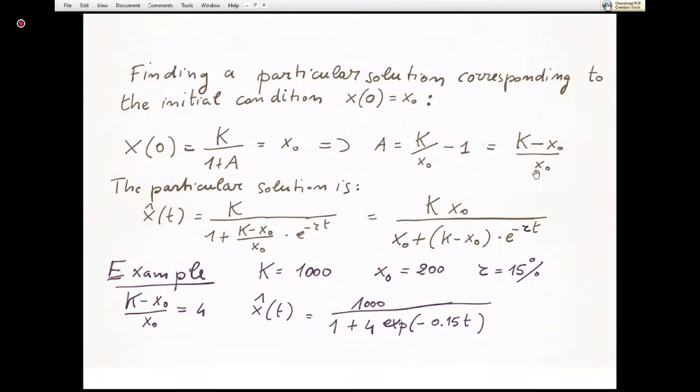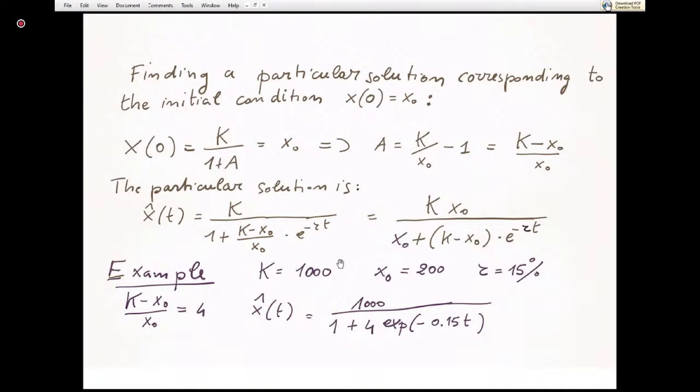So this is A. Replace A with this expression. Now we have an x0 in the denominator, and there is another denominator. Multiply both numerator and denominator by x0. This x0 disappears, and you have the solution here. This is the solution to our logistic growth equation.